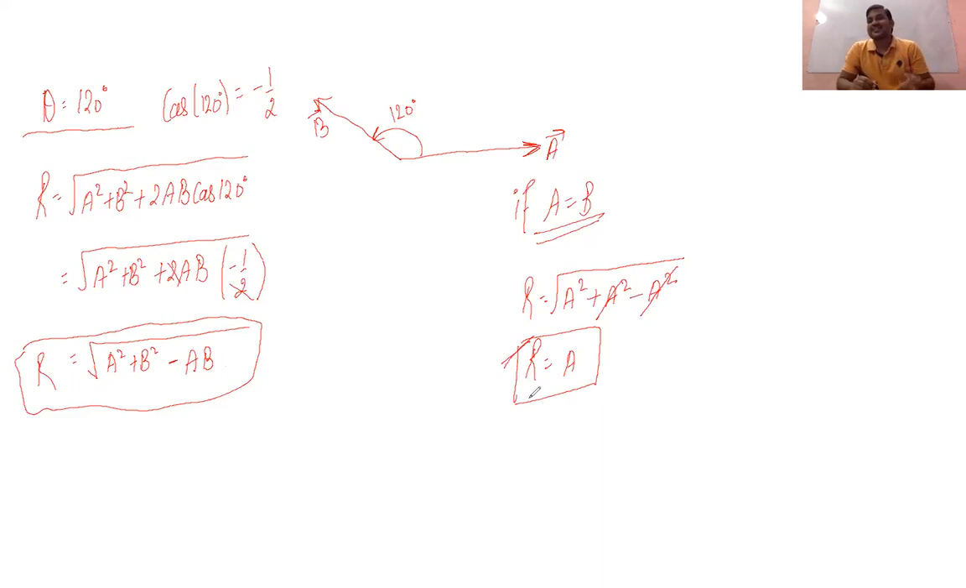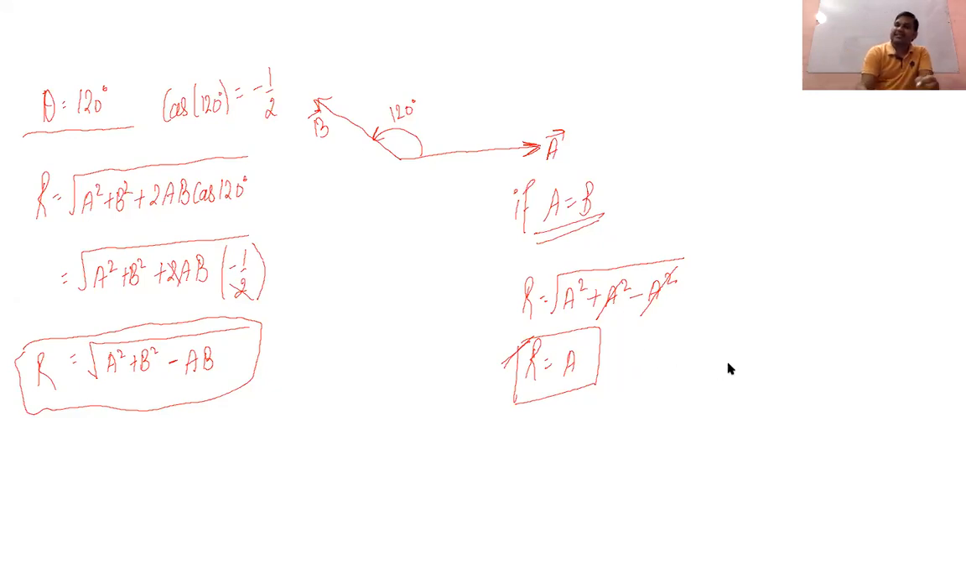Means you can just have a statement for this. If there are two equal vectors acting at a 120 degree, then their resultant will be equal to either of one vector. Okay. तो अगर दो वेक्टर हैं दोनों 120 पे ऐड कर रहे हैं, दोनों इक्वल वेक्टर हैं, तो जो उनका रिजल्टेंट आएगा वो किसी एक वेक्टर के बराबर आएगा. दिस क्लियर?